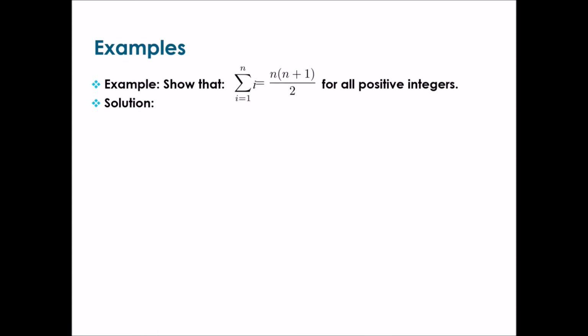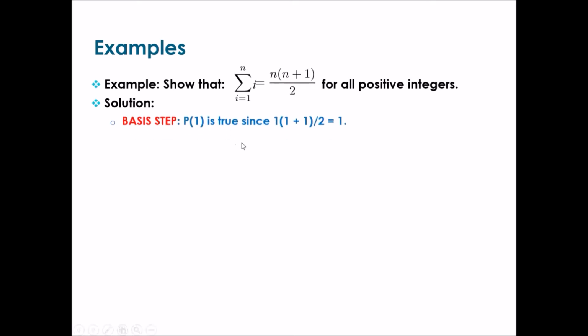So let's solve the first example using the principle of mathematical induction, and the question here is: show that the sum of i varying from 1 to n is equal to n into n plus 1 divided by 2. We can rephrase this problem as: the sum of the first n positive integers is n into n plus 1 divided by 2. So let's solve this by using mathematical induction.